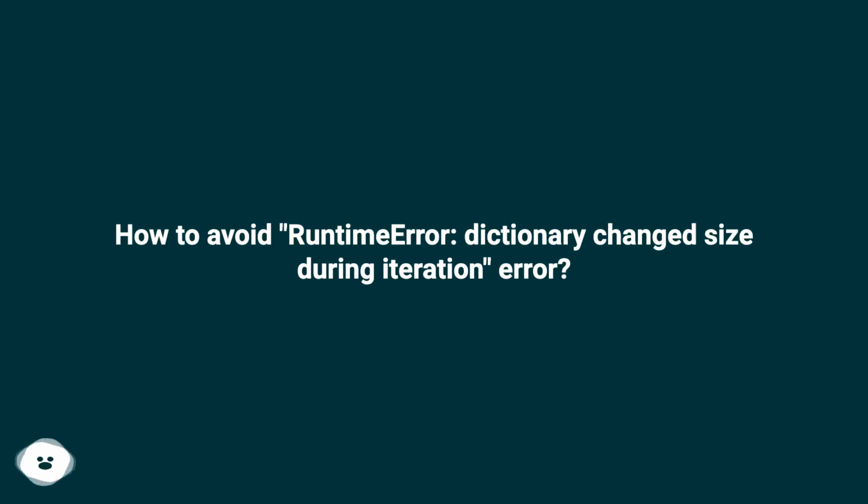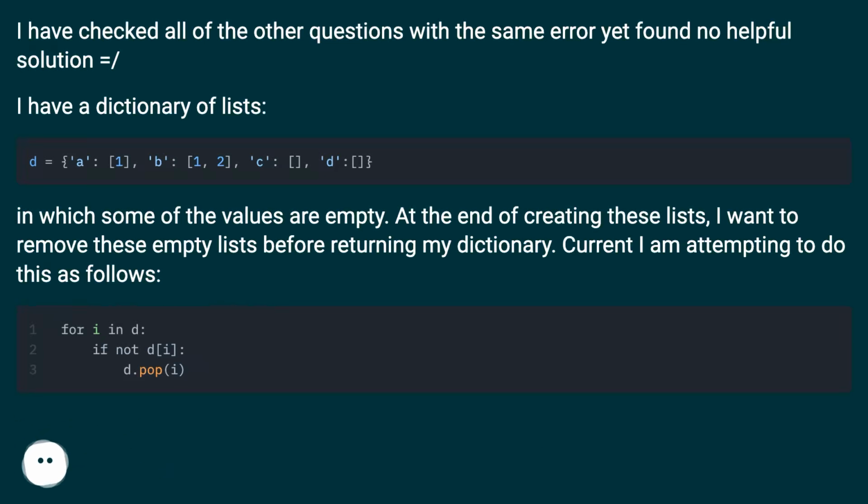How to avoid the runtime error, dictionary changed size during iteration. I have checked all of the other questions with the same error yet found no helpful solution. I have a dictionary of lists, in which some of the values are empty. At the end of creating these lists, I want to remove these empty lists before returning my dictionary.